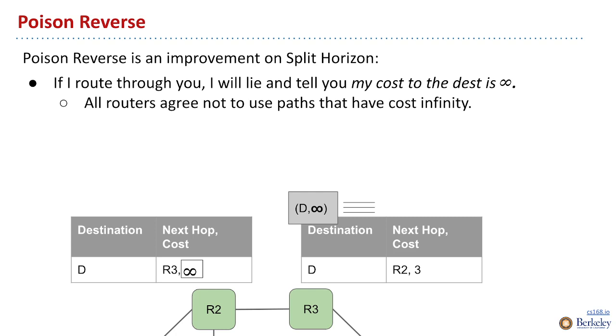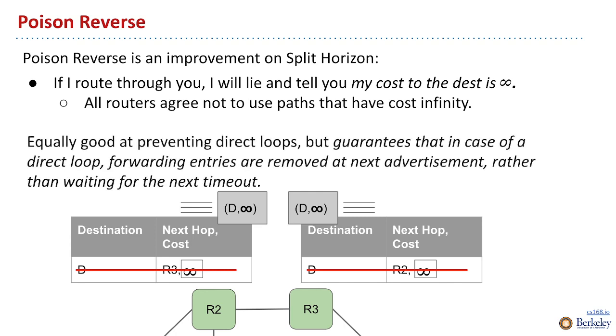R2 is also going to tell R3 about its path through R3, saying it has a cost of infinity. And so very quickly, both entries are now no longer used. Does that make sense of how we get out of this scenario? I just want to really highlight, we're getting out of the scenario in the amount of time that it takes to send a new advertisement. We don't have to wait for anything to expire. So that's already an improvement on split horizon.